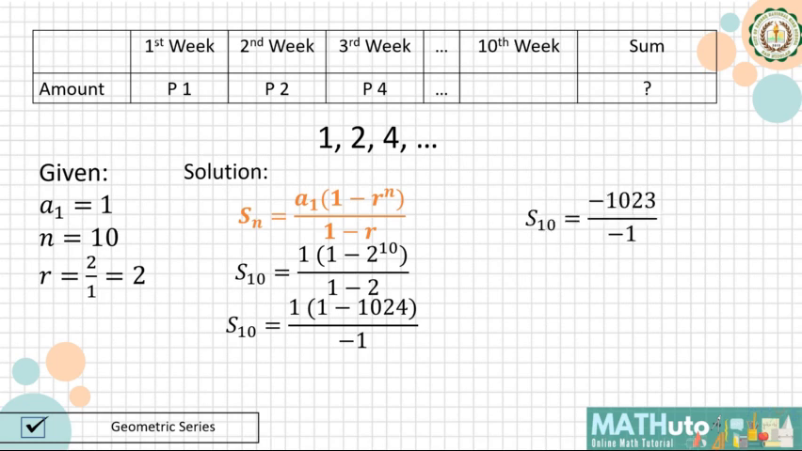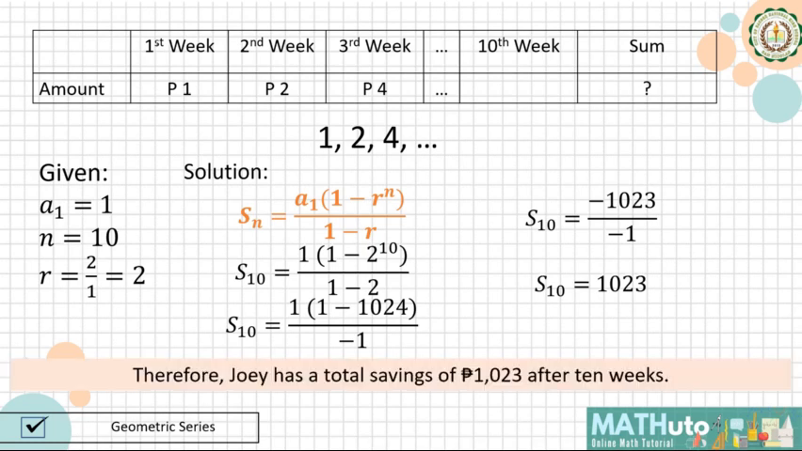Simplifying it, we have S sub 10 is equal to negative 1023 all over negative 1, and that is S sub 10 is equal to 1023. Therefore, Joey has a total savings of 1023 pesos after 10 weeks.